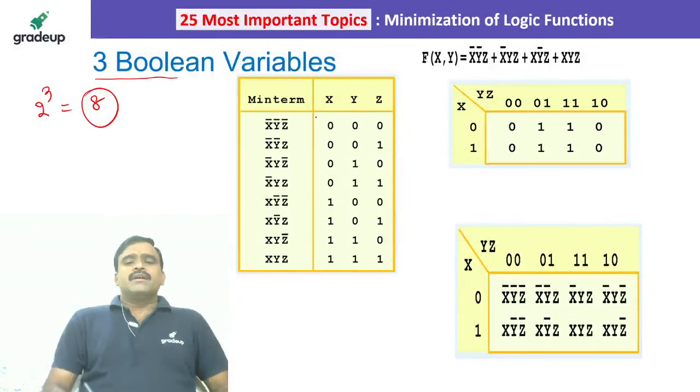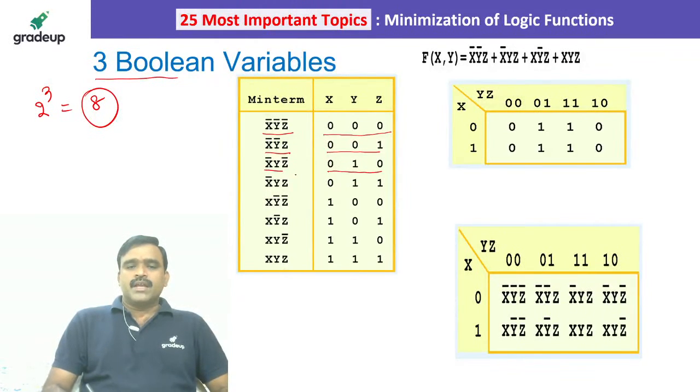We have x value 0, y value 0, z value 0, that is x bar, y bar, z bar. Similarly 0 0 1 is x bar, y bar, z, and 0 1 0 is x bar, y, z bar. Like that we have 8 combinations, so 8 combinations of minterms. Using the 3 variables we can have 8 minterms, and we can represent them in the form of a KMAP like this. This is the KMAP representation for the 3 variables.